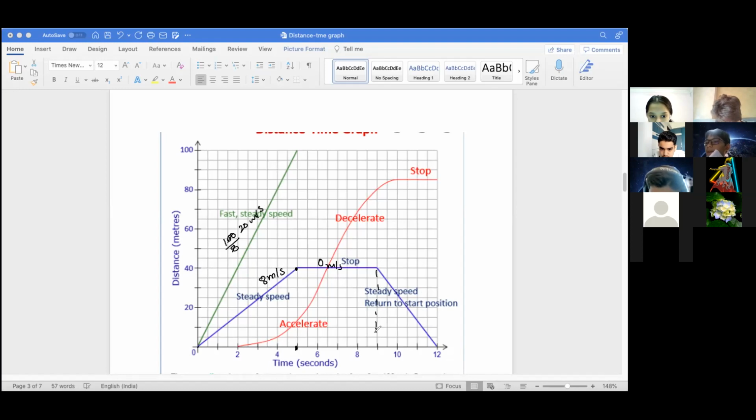Ma'am, it will come in minus, I guess. No, because it is going back to the original position. So you can write the speed; it returns to start position. Speed is how much? Perpendicular 40 upon, this is what, 9? 12 minus 9 is how much? 3. So 40 upon 3, that is 13.3, right? Yes, ma'am, 13.3.